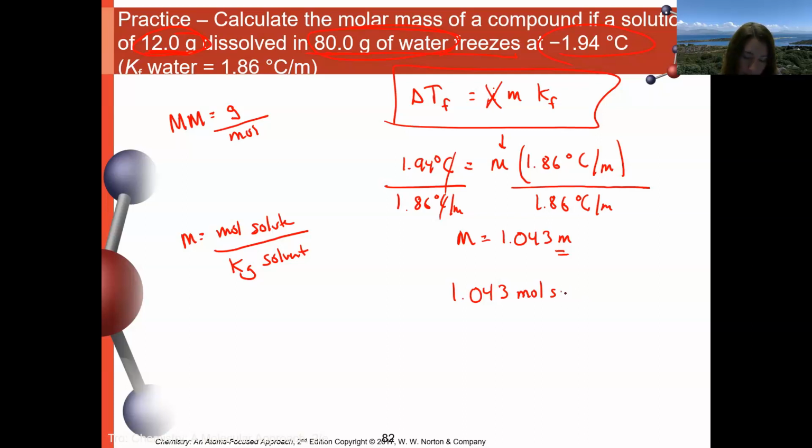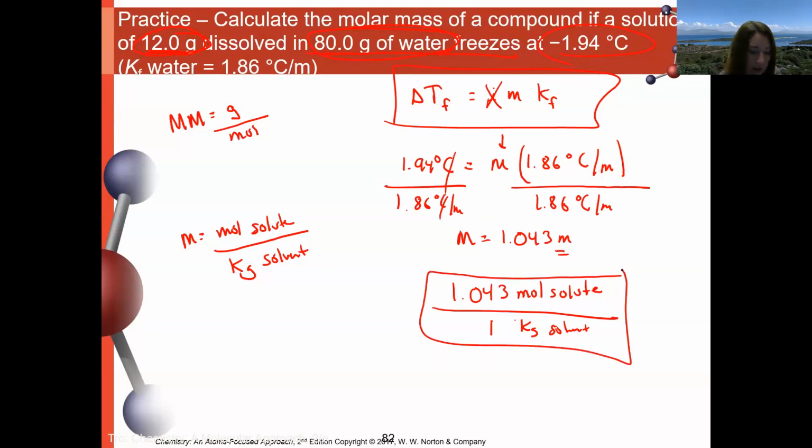Let's just write that again. Solute over, we'll just say 1 kilogram of solvent. Okay, so we've got our molality and we want our molar mass, right? Molar mass. Okay, so let's think about this. Grams over moles. Well, they're giving me grams. So I just need to figure out the moles of my solute, right?